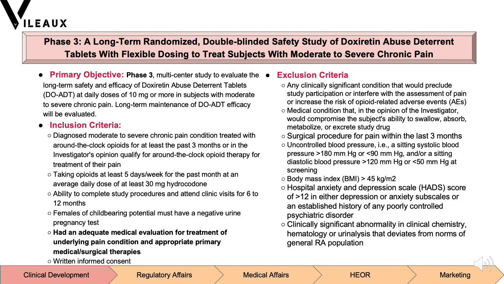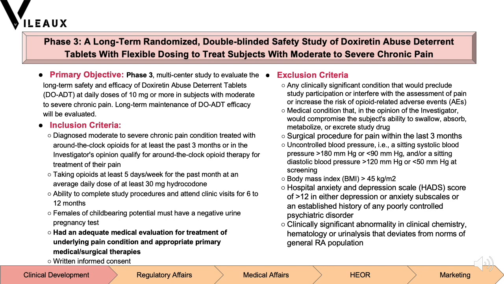Inclusion criteria for our study included patients diagnosed with moderate to severe rheumatoid arthritis, treated with around-the-clock opioids for at least the past 3 months, or in the investigator's opinion, qualified for around-the-clock opioid therapy for treatment of their pain. Patients taking opioids at least 5 days per week for the past month at an average daily dose of at least 30 milligrams hydrocodone.